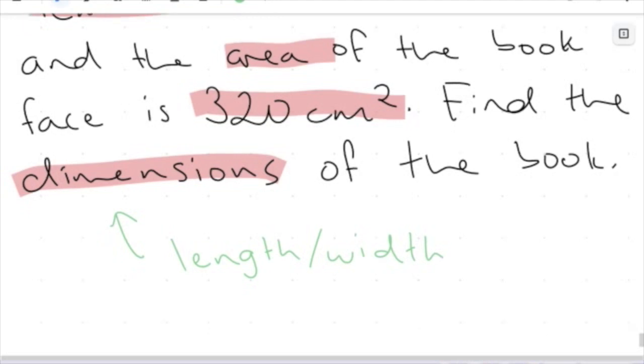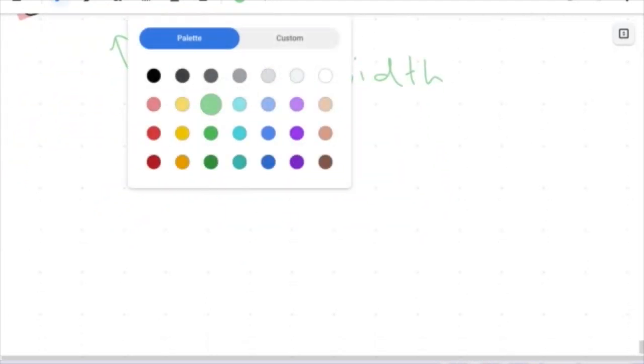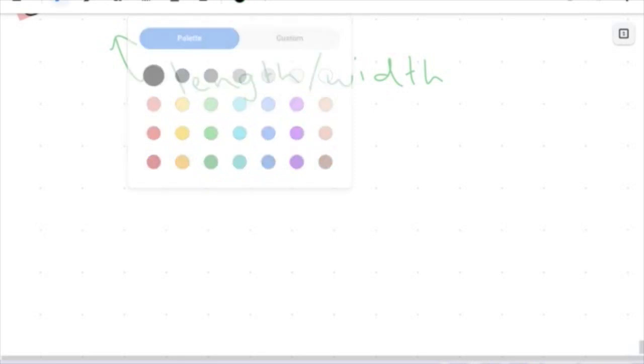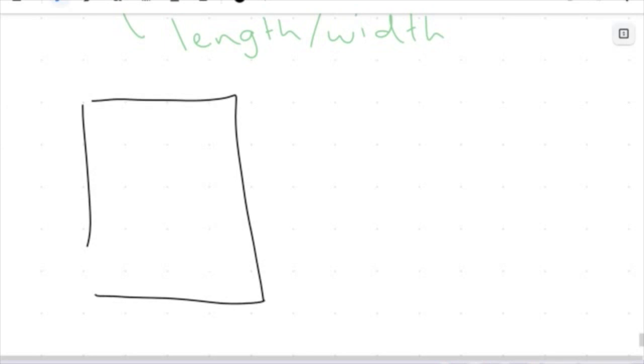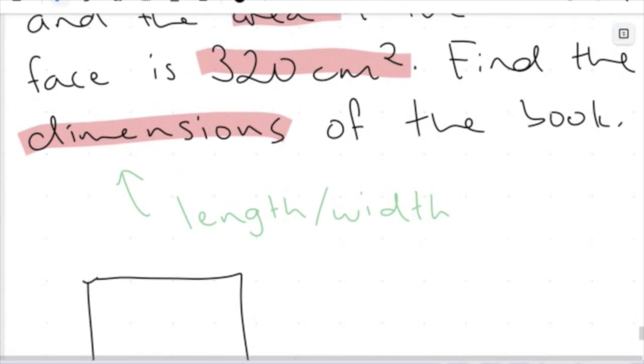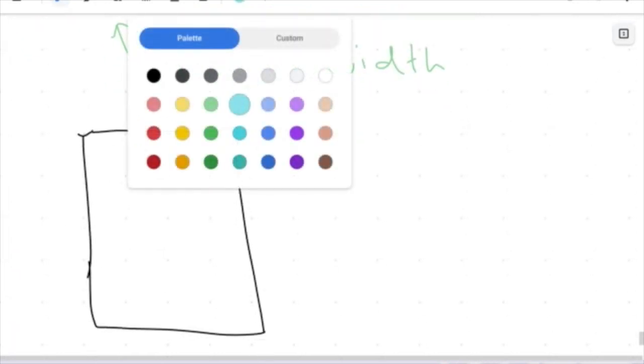All right, so let's actually approach this. We want to first draw this book here to actually give us an idea of what we're actually looking at, right? Because these types of questions, we want to take these words, try to visualize them, and then once we visualize it, it makes it a lot easier to work through.